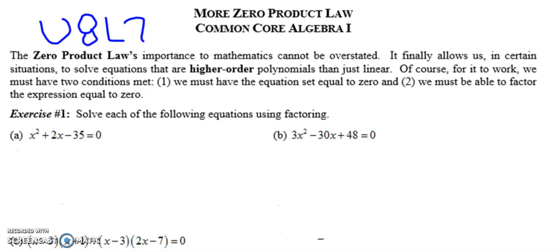So, let's get right into it. The zero product law basically, remember, says that if the product of something equals 0, then one of the factors or both of the factors must equal 0. And this really helps us learn how to solve higher order polynomials and not just linear equations. Now we can solve equations like this through the zero product law. Two things must be true though. We must be able to set the equation equal to 0, important, and it must be able to be factored.